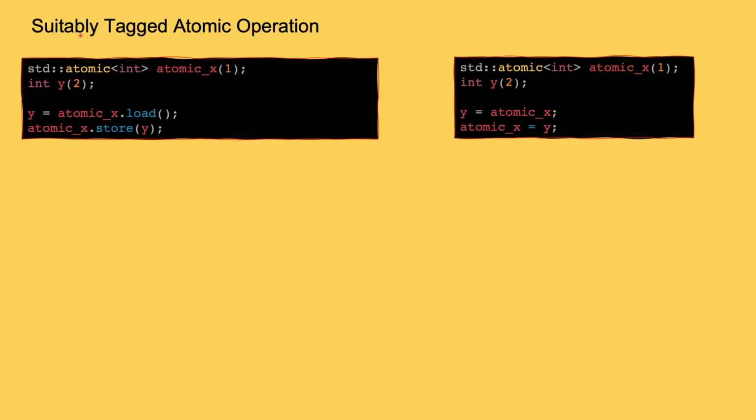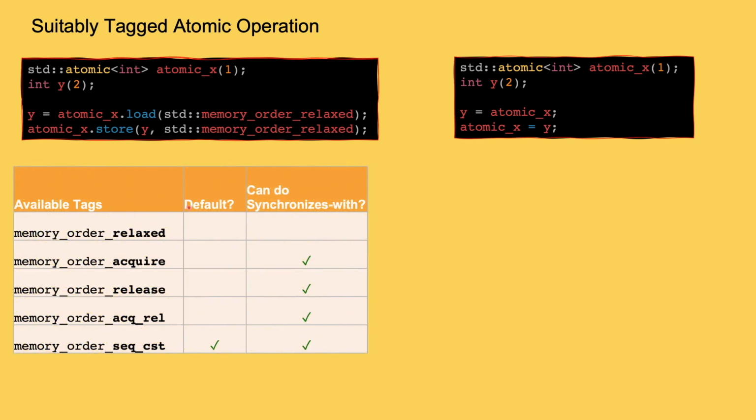We kept talking about suitably tagged atomic operations. Let's see what these tags are. So remember that we said you could either use the equal sign for load and store, or you could use explicit load and store methods. And we said these are equivalent. However, what we didn't mention yet is that load and store can take one optional parameter, which is the tag for that atomic operation. So that tag specifies what memory order you want to use. And we have various tags.